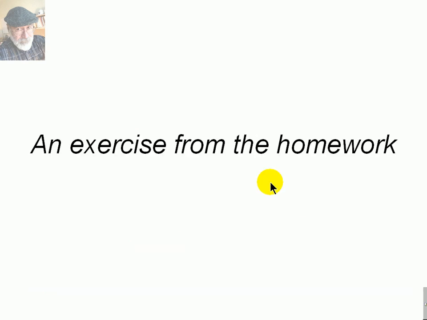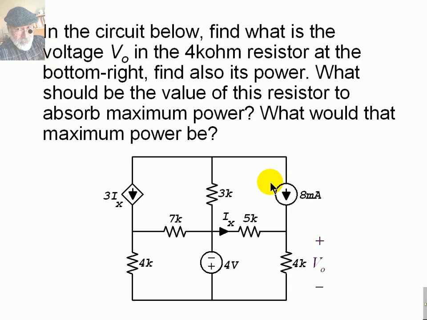Let's work on an exercise from the homework. In the circuit below, find what is the voltage V0, this voltage here, in the 4 kilo ohm resistor at the bottom right. Also, find its power. What should be the value in this resistor if it's to absorb maximum power? What would that power be, that maximum power?